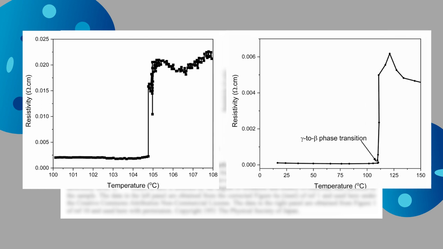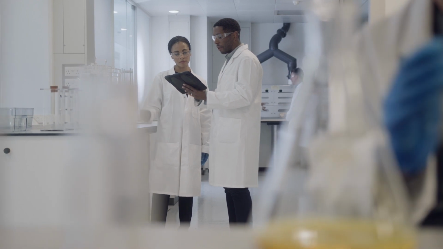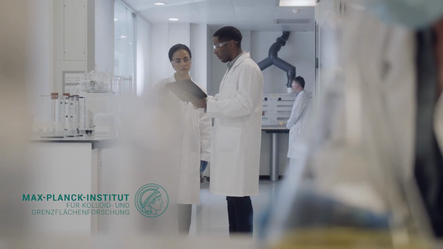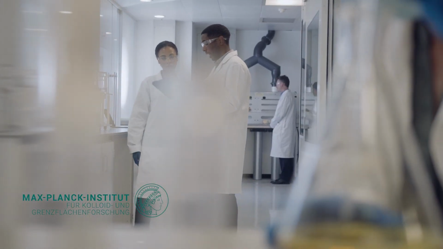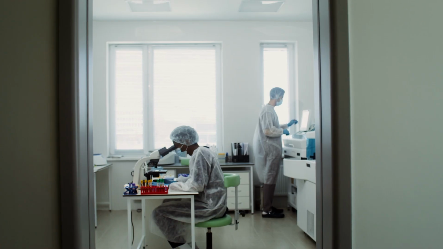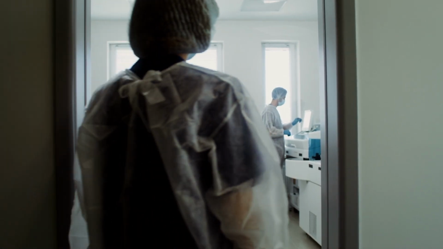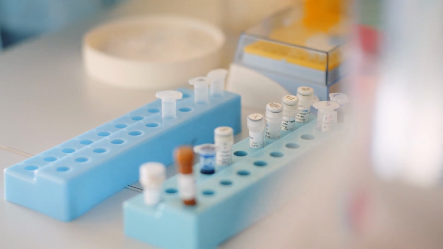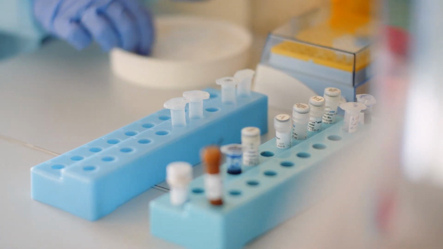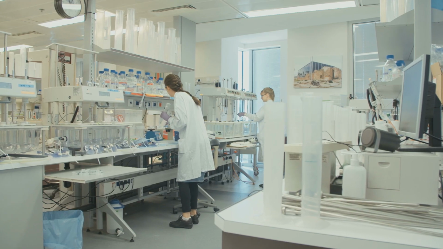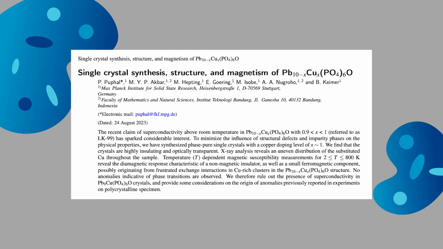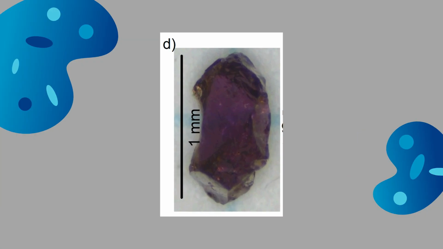Quite similar indeed. In order to observe the effects of this impurity, a team at the Max Planck Institute for Solid-State Research in Stuttgart performed synthesis of pure LK-99 via floating zone crystal growth. This is a method that allows the researchers to avoid sulfur, and in other words, eliminate Cu2S impurities. This resulted in a clear purple crystal as shown on screen.